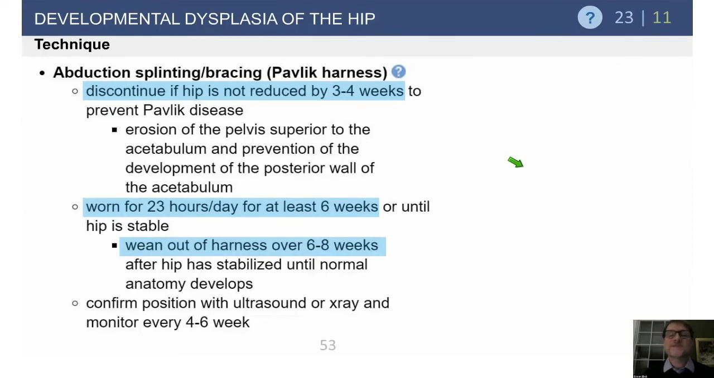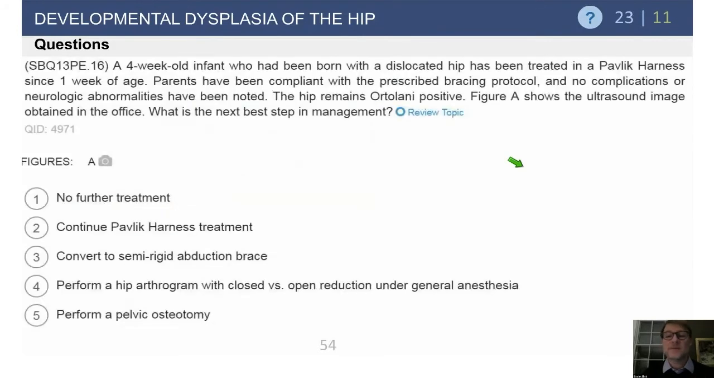So also, if it's not getting better, if the hip hasn't reduced and ultrasound confirms it by 3 to 4 weeks, you want to discontinue the Pavlik and switch to something else. Once it's stable, I have them wear it full time for at least 6 weeks of stability. Once we confirm it's stable, then we can start a weaning process, and that's surgeon dependent.